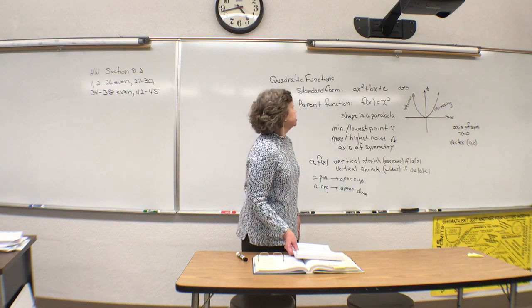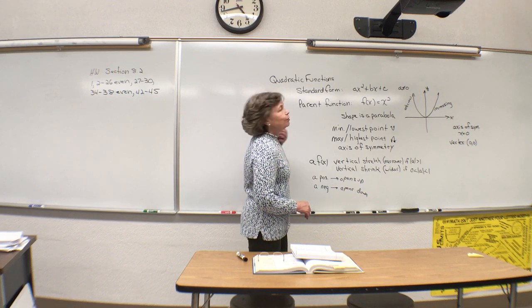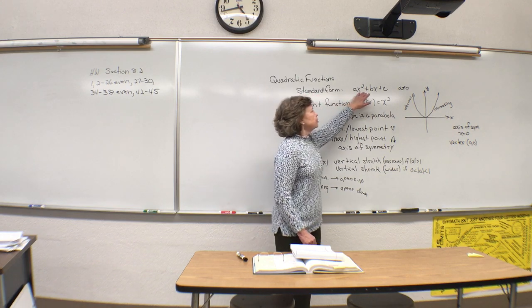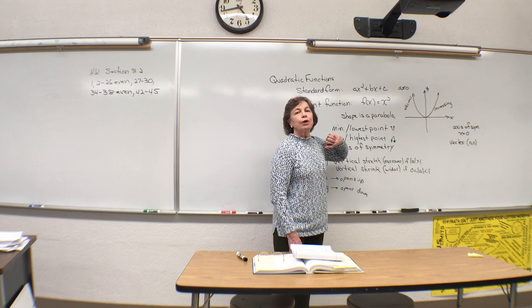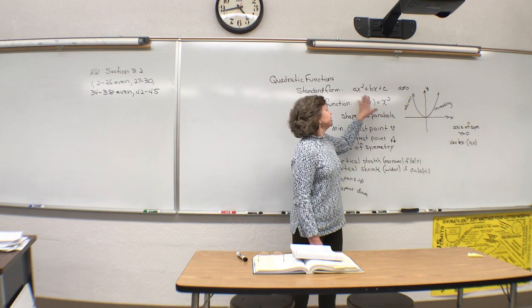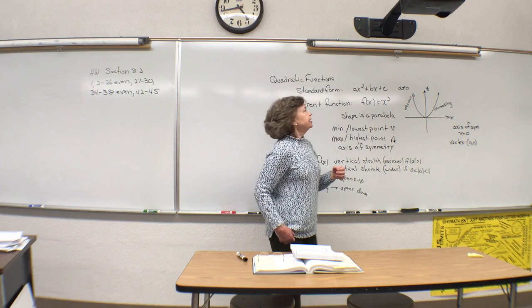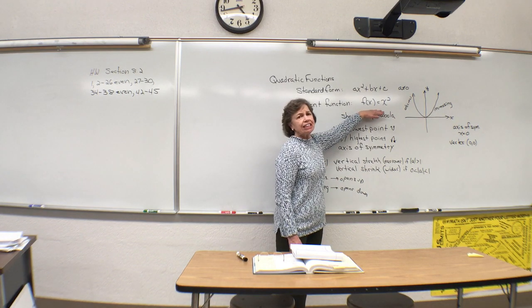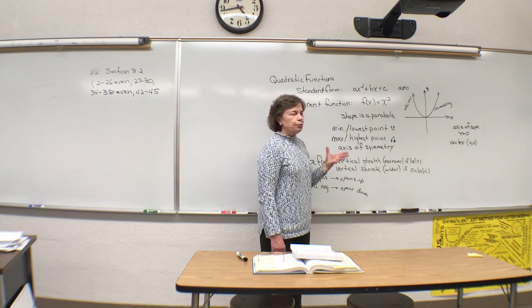parabola quadratic equations in form. What we did in 8.1 before break, standard form of a quadratic function looks like ax squared plus bx plus c, where a is not equal to 0 because I need that x squared term. That's what makes it a quadratic equation. The parent function in its simplest form, that's what a parent function is, looks like f of x equals x squared. The shape's a parabola.